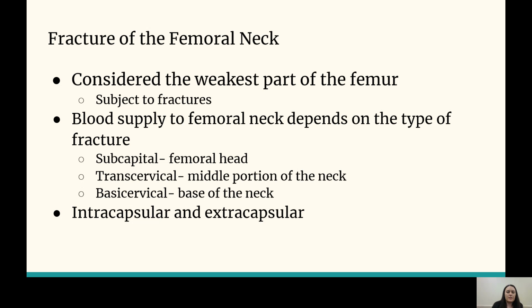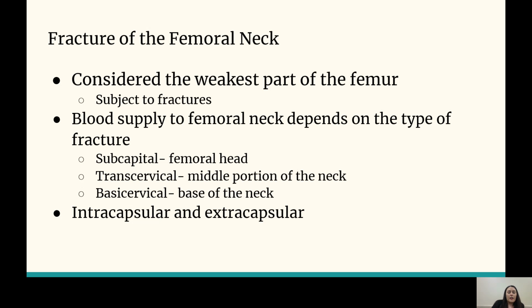When I was reading about this, there was a lot of controversy with this one. A lot of people say that there's some intracapsular and some extracapsular, but for the most part, they consider it an extracapsular fracture. And once you get your x-ray or an MRI, you can really tell which one it is. It can also be displaced or non-displaced.